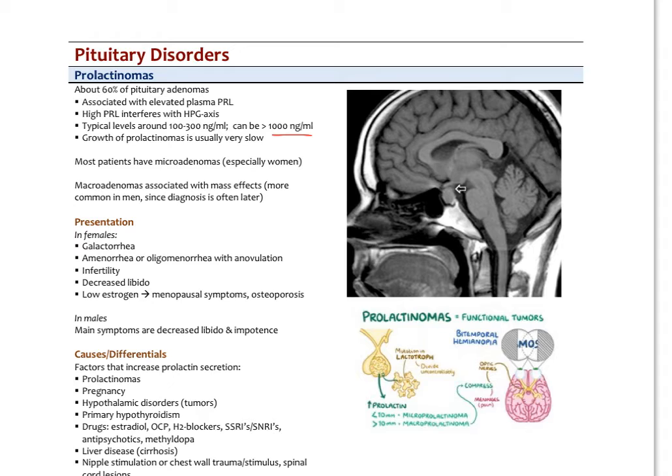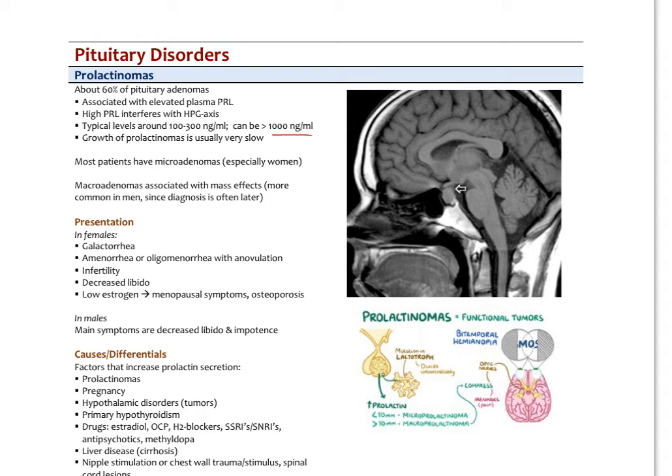Growth of prolactinomas is usually very slow, which is a good thing because there's time to try different therapies. Most patients have microadenomas, especially females. Unfortunately, in males, usually the symptoms are not noticed as early, and so the tumor grows into a macroadenoma, so they have more mass and potentially stalk effects.